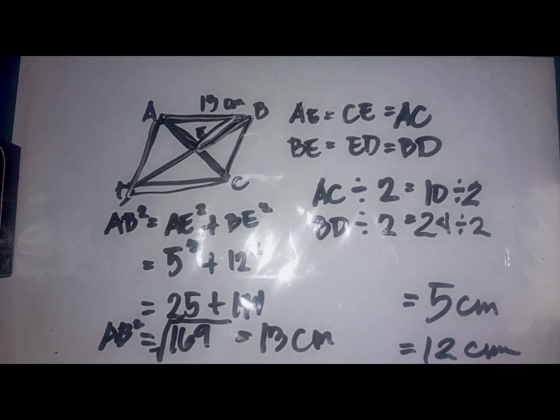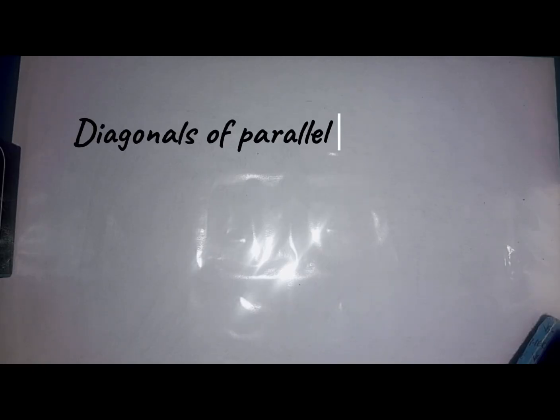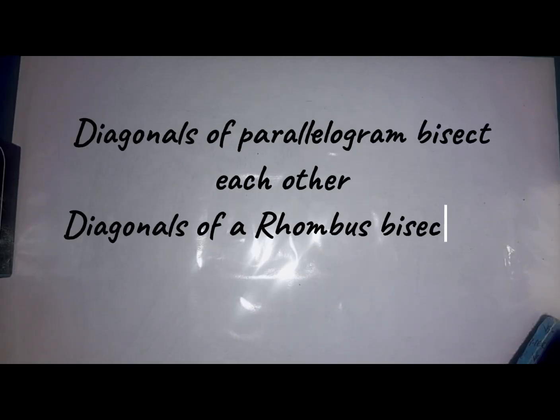So let's have a quick recap. Diagonals of a parallelogram bisect each other. Diagonals of a rhombus bisect at right angles.